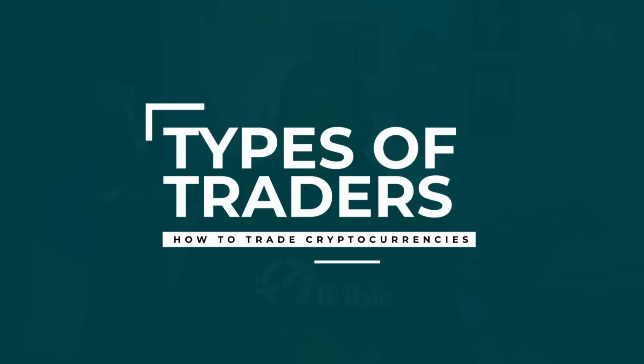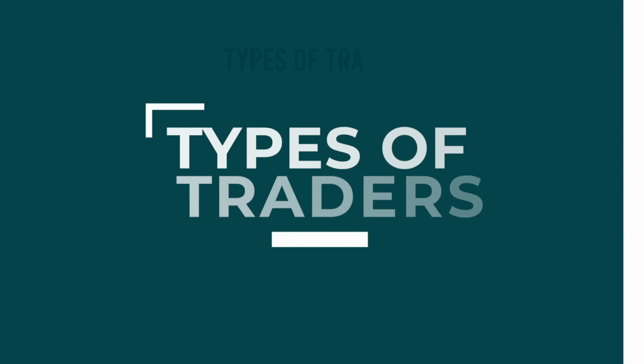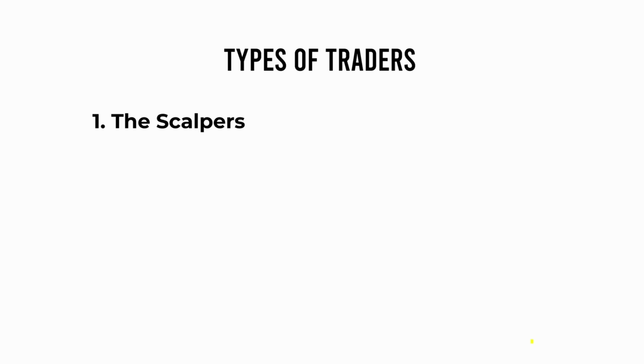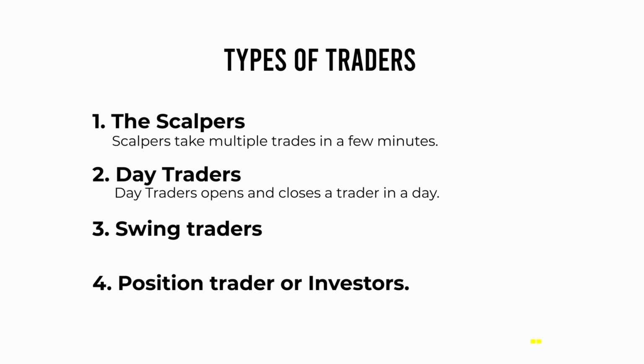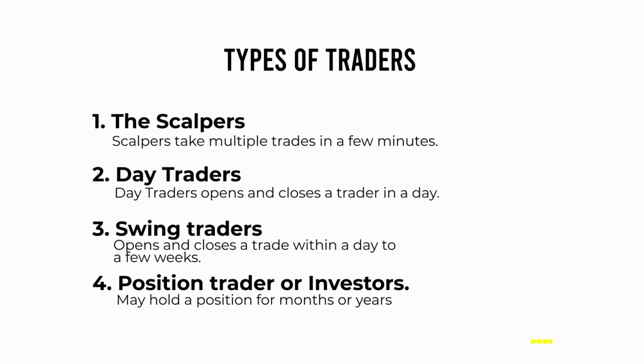Types of traders. So what are the types of traders? There are basically four types of traders. We have the scalpers, the day traders, the swing traders, and the position traders or investors. Scalpers take multiple trades in a few minutes. Day traders open and close a trade in one day, and swing traders open and close trades within a day to a few weeks. Position traders or investors may hold a position for months or even years.